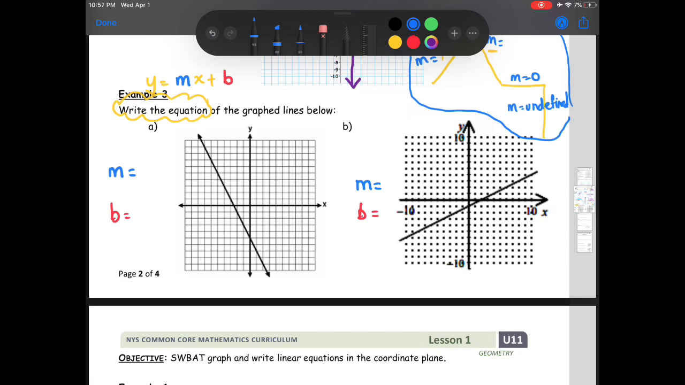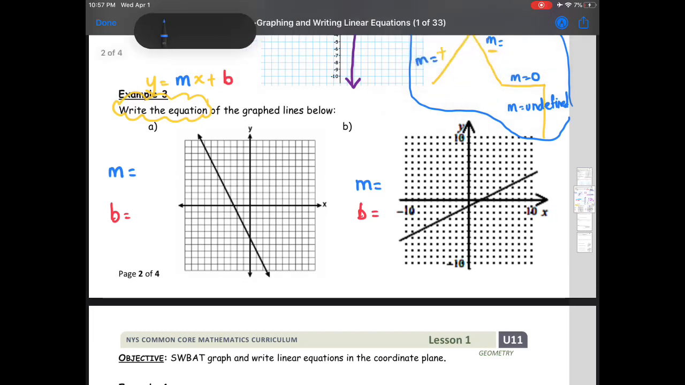This question is saying write the equation of the graphed lines below. This picture that we just drew will really help you with the understanding of the equation of a line, and with coming up with the equation of the line. Now you need two things to write the equation, the m and the b. What's your m? Right, m is rise over run. So let's write this here, rise over run.